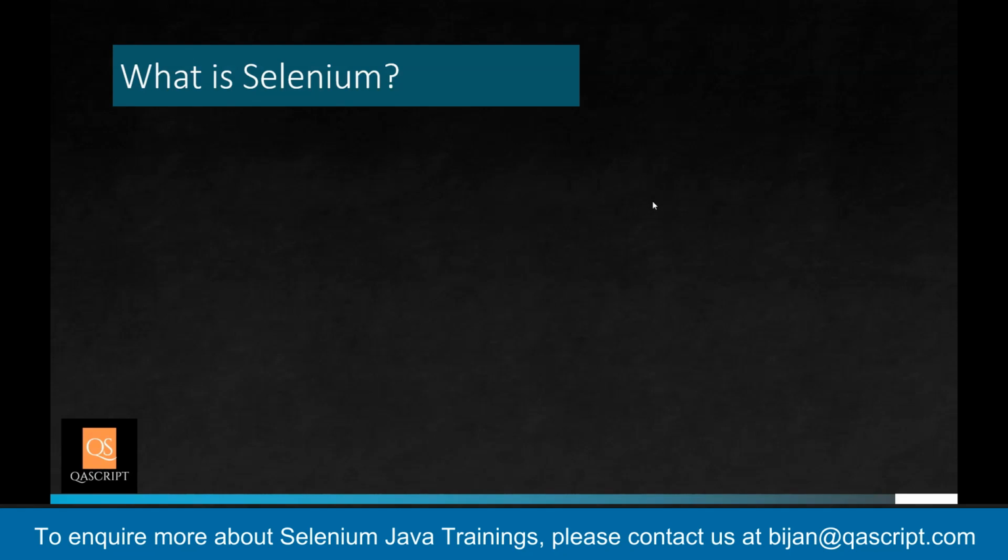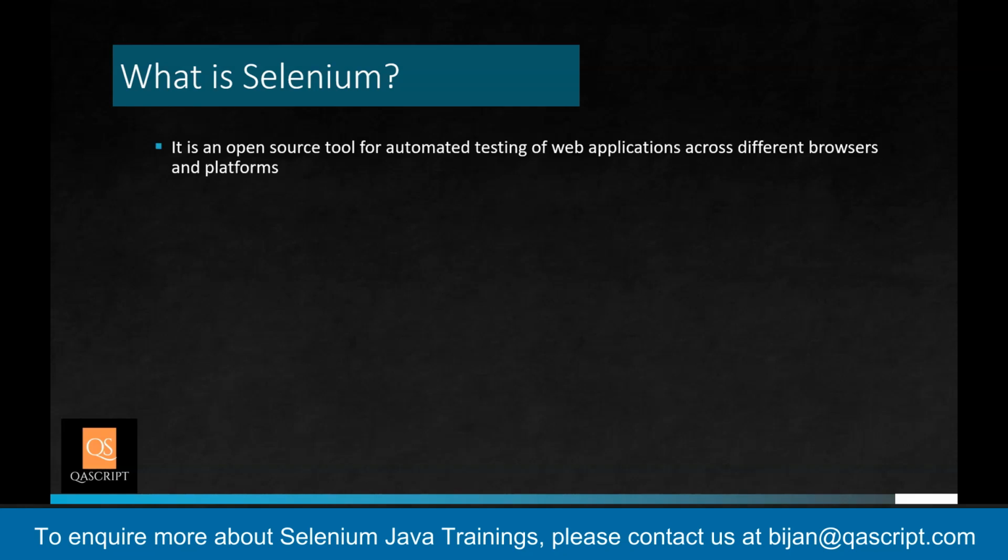Okay. So what is Selenium? Well, it's a very popular open source automation tool for web applications. It can be used across different browsers and platforms. So it supports almost all the browsers and all the platforms.